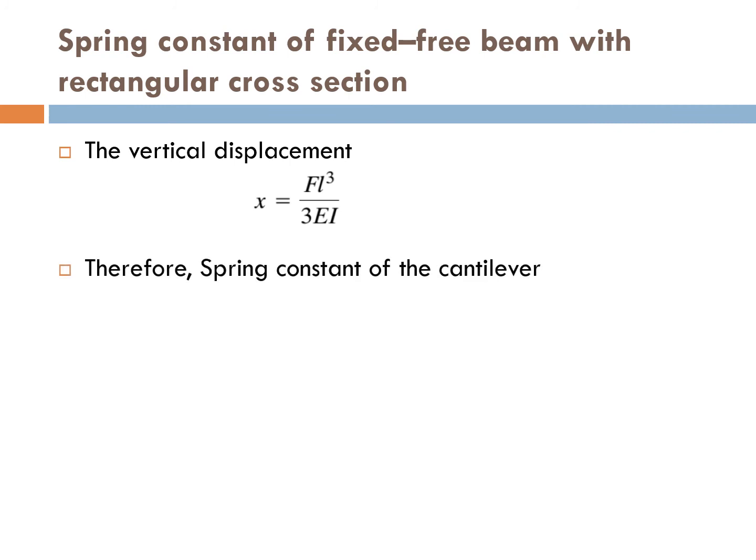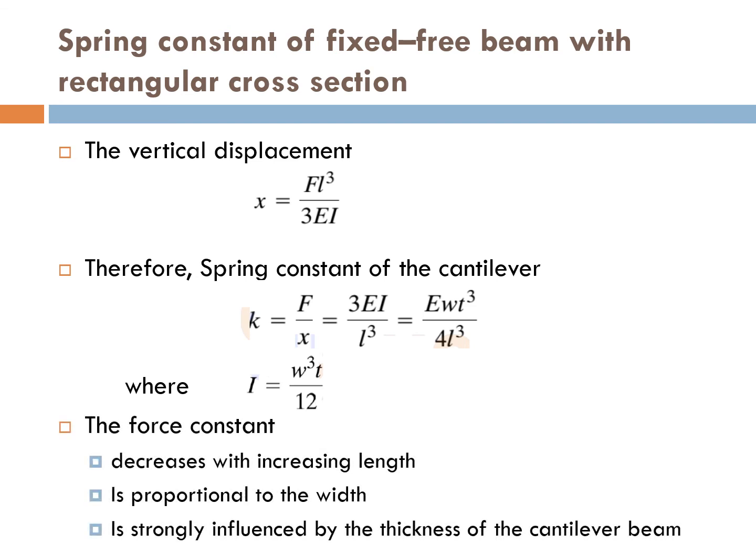Therefore, the spring constant of the cantilever given by K is equal to F by X, where X is substituted from the previous equation, and we get the spring constant K is equal to E into W t cube by 4L cube, where I is the moment of inertia, which is equal to W cube T divided by 12.